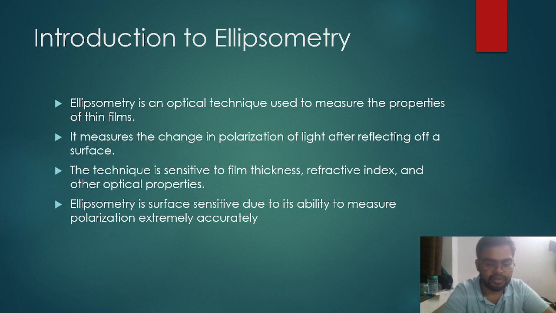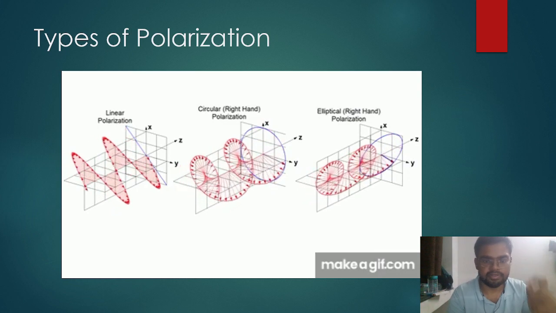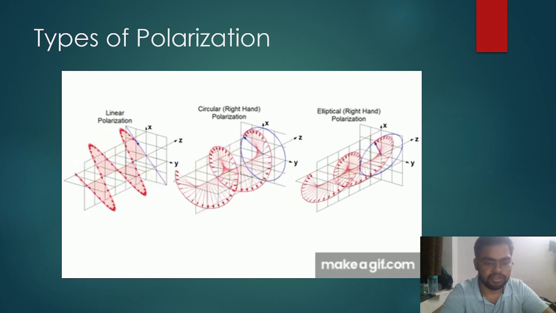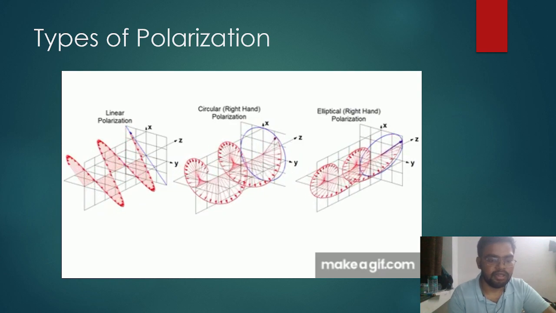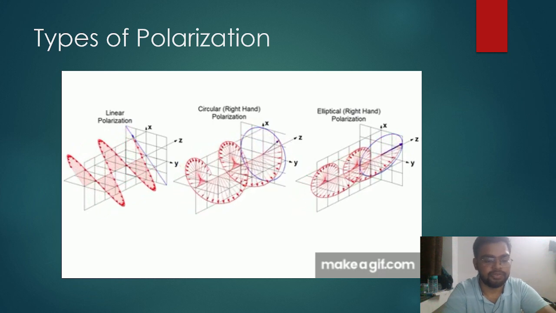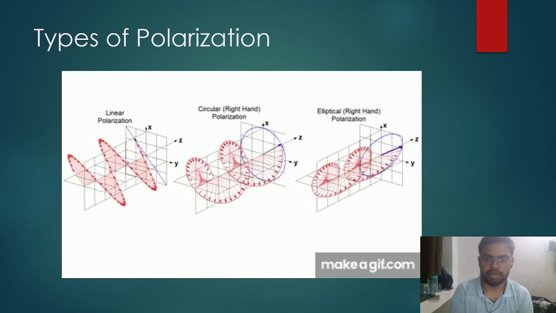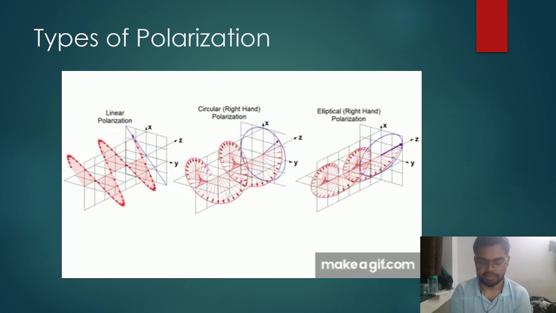Ellipsometry is also surface sensitive due to its ability to measure polarization extremely accurately. So here we can see the various types of polarizations visually. The linear polarization is the first stage of the ellipsometry. Circular polarization is just given for example, and our main focus is elliptically polarized light, which we get as a result.